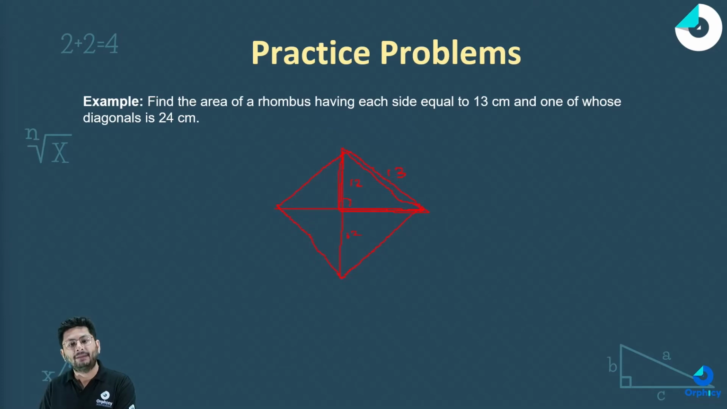So if I apply the Pythagoras theorem, 13 square minus 12 square, which is 169 minus 144, which is 25, and we have to take its square root, meaning this is 5, so this will also be 5. Now it is asking to find the area of the rhombus, which is half into d1 into d2. So half into one diagonal 24 and the other diagonal 10, which is equal to 120 centimeter square. That is the area of the rhombus.